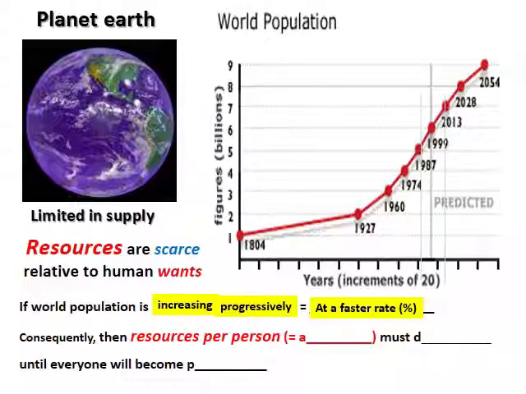Consequently, if there's only one planet Earth representing limited resources, and you were standing looking at this population graph, you would be forced to conclude that resources per person, in other words the average resources, would decrease. And eventually everyone should become poor. Going on those projections there. Well, has that happened?